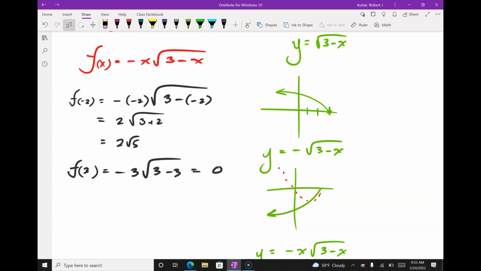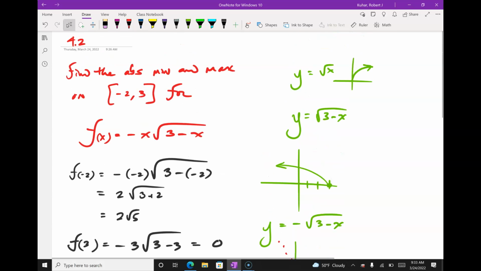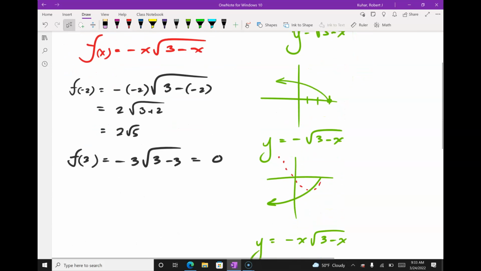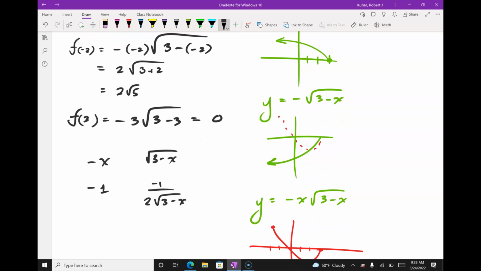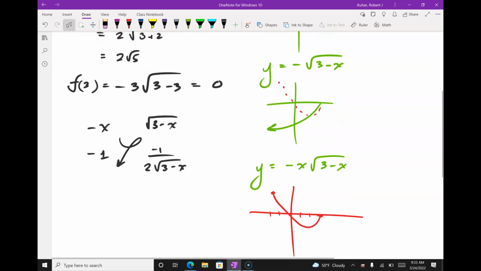All right, what do we have to do next? We have to find the derivative. Yep, so you're racing me. You're not copying me. You're doing the derivative on your own.